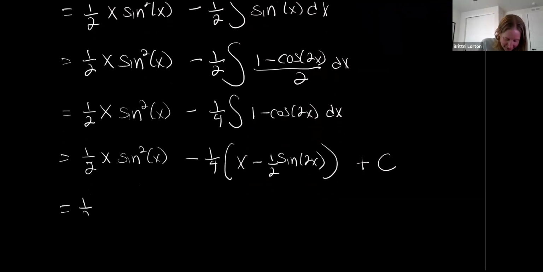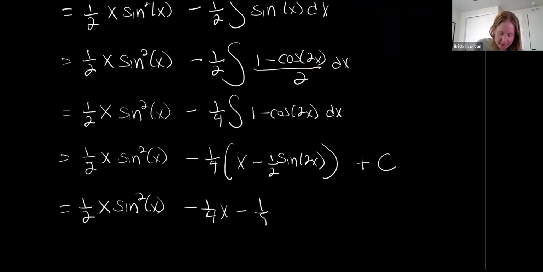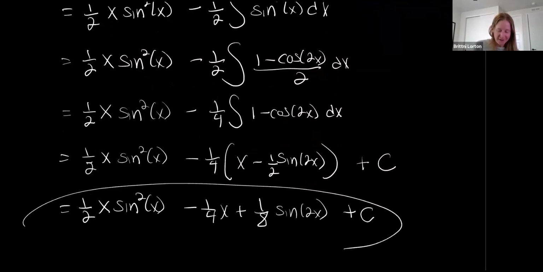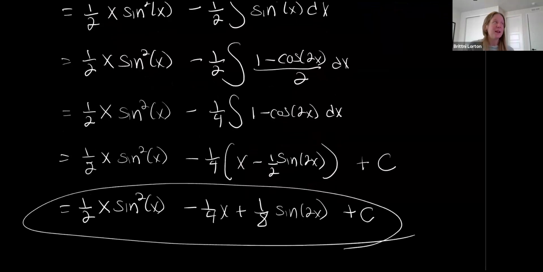And then last but not least, 1/2 x times sine squared of x minus 1/4 x, plus, I'm distributing, plus 1/8 sine of 2x plus c. Ta-da! A bit trickier, huh? Okay, I have another one that I want to think about really quick. That one's definitely trickier. Feel free to pause and rewind if you need.